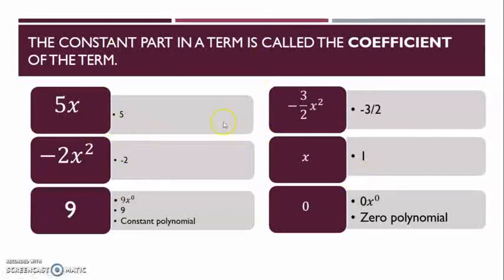Okay, so we saw what a coefficient is. The constant part in a term is called the coefficient. So the coefficient here is 5, minus 2, minus 3 by 2, and 1.